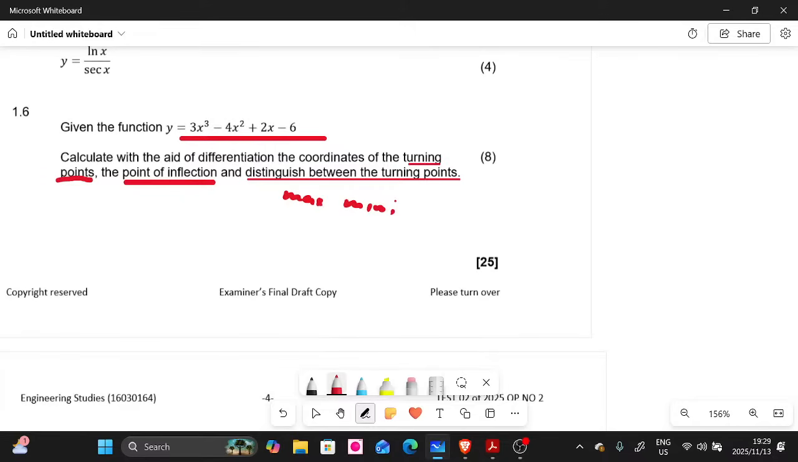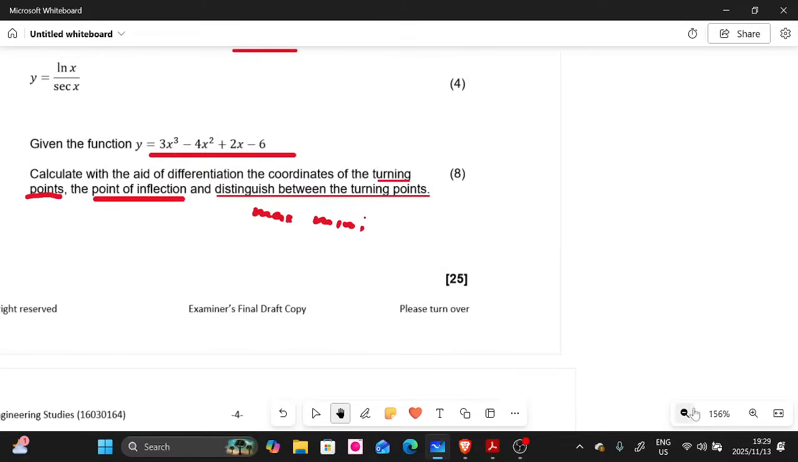No graph is required to be drawn here. Usually they don't want you to draw the graph, and it has lots and lots of marks, right? Okay, but anyway, let's go and create a little bit of space here.